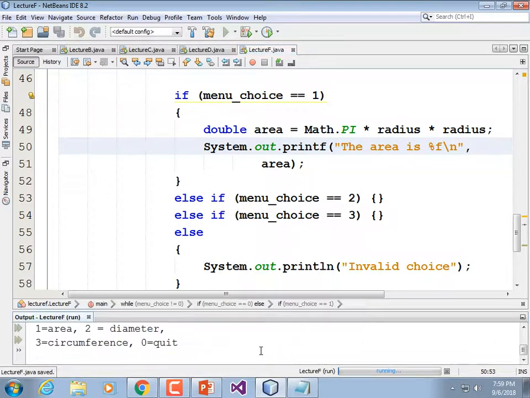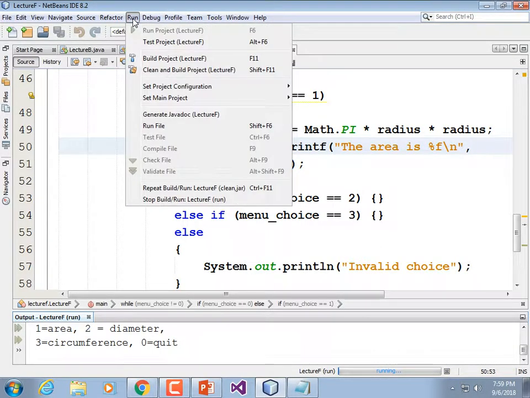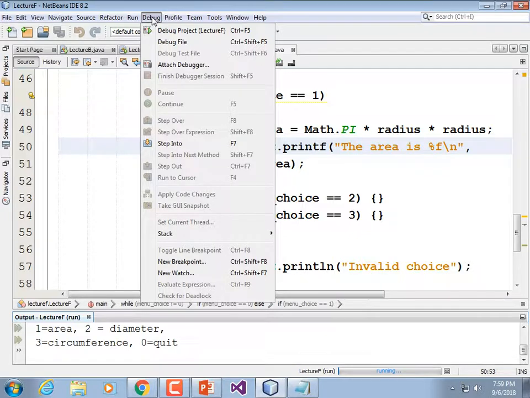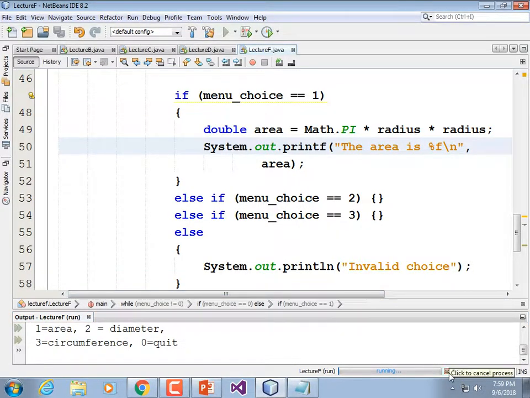Oh, by the way, now that the program's running, how do I stop it from running without choosing quit? What if I just have to kill it because it's malfunctioning? Usually you can click that, click to cancel, or maybe you can do a stop from the debug up here. But I'm not seeing stop there, so I'm just going to click that, click to cancel.